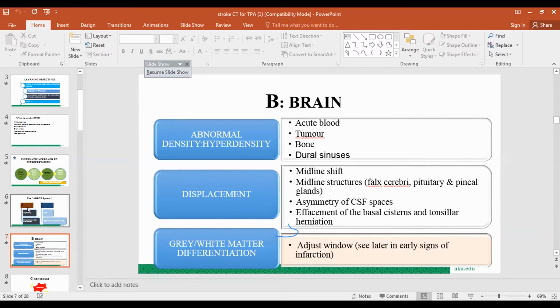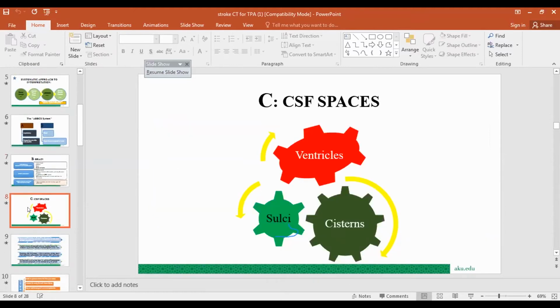You also look for the midline structures, because sometimes there is a tumor in the falx which is compressing the brain, and then you are seeing the signs and symptoms of weakness. Asymmetry of CSF spaces, then effacement of the cisterns and tonsillar herniation. And obviously you have to look for the gray and white matter differentiation, but for that you have to adjust the window to see the early signs of infarction. Always look for the CSF spaces. CSF spaces are the ventricles, sulci, and cisterns, because you never know, patients come with subarachnoid hemorrhage, then secondary vasospasm and infarctions.